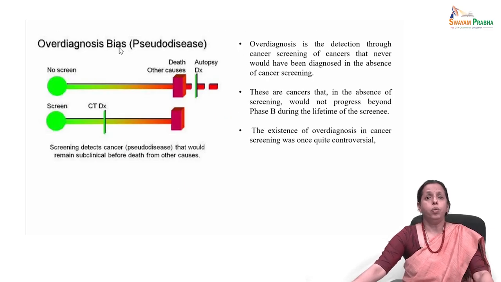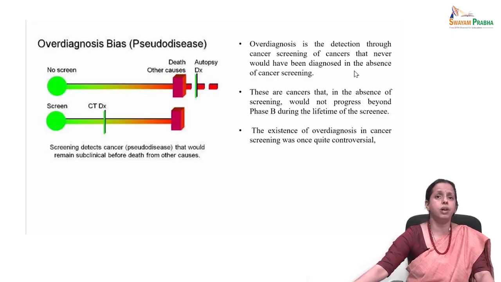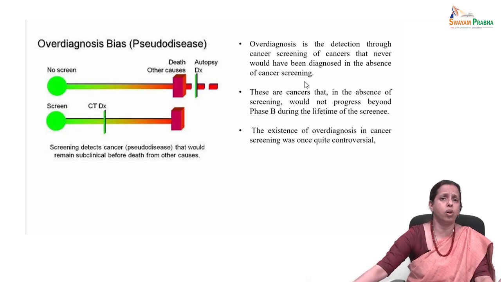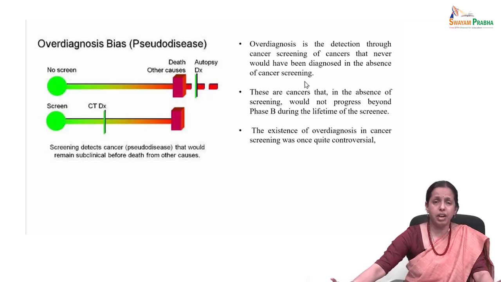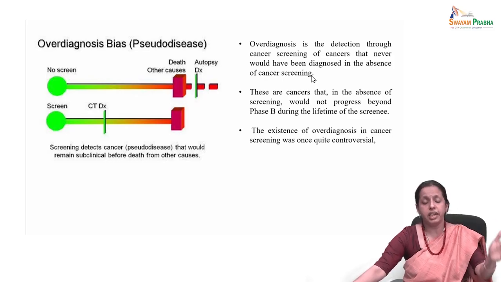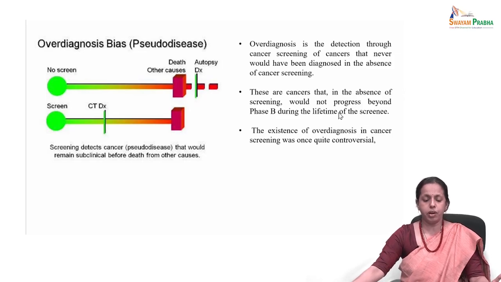Now, coming to overdiagnosis. What is overdiagnosis? It is the detection through cancer screening of cancers that never would have been diagnosed in the absence of screening. They could be very small tumors that would have remained at a very low, dormant or inactive stage. You end up diagnosing cancers that never would have been diagnosed at all. There was no intention to detect them, but it doesn't mean that you don't undertake a screening program. These are cancers that, in the absence of screening, would not progress beyond this phase.